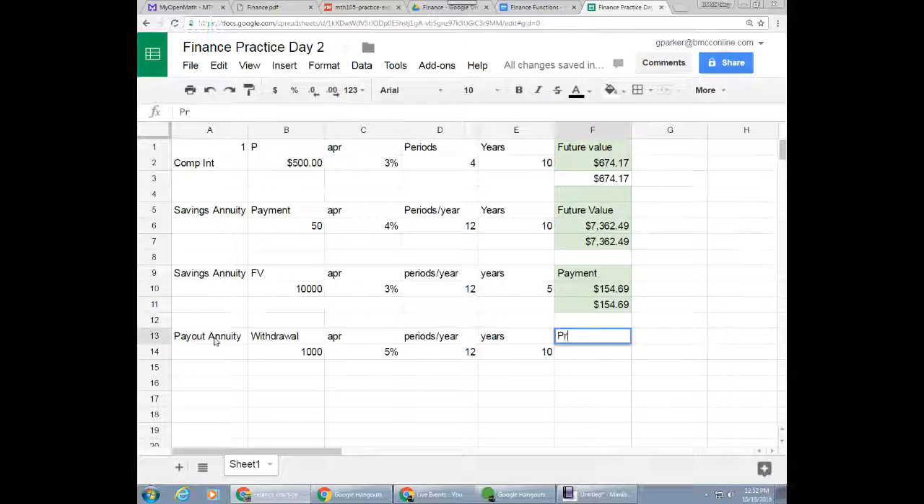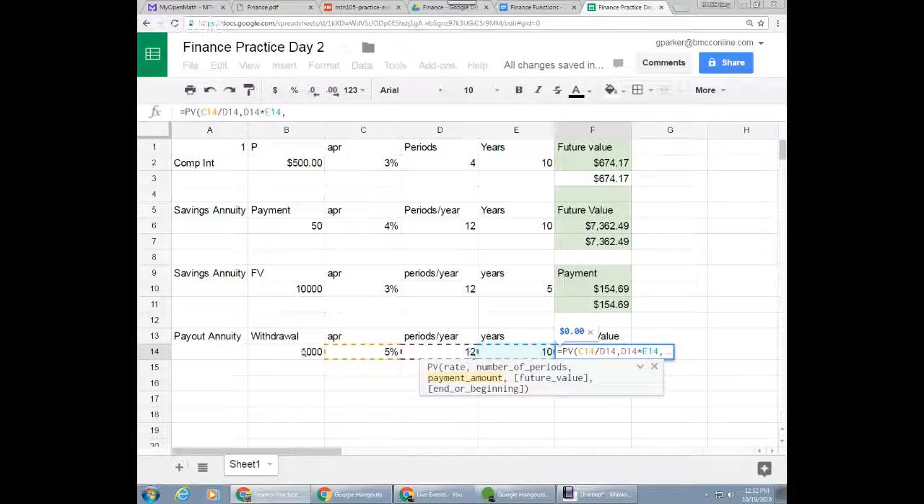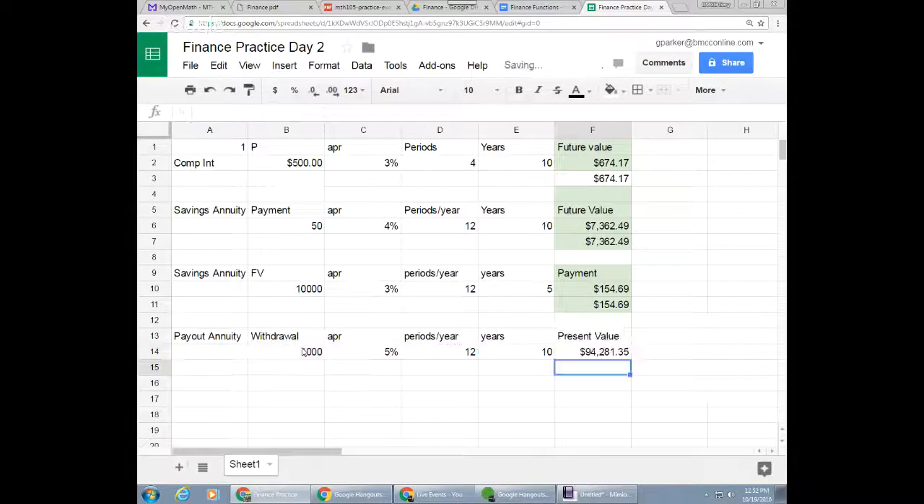So my present value is going to be equal to the PV formula. And I need my periodic rate, comma, number of periods, comma, payment amount. That's what I'm withdrawing, taking it out, so it's a negative. And then future value is going to be 0, bringing it to 0. So $94,281.35. Okay. So I'm going to type the other version of the formula just because it's fun.